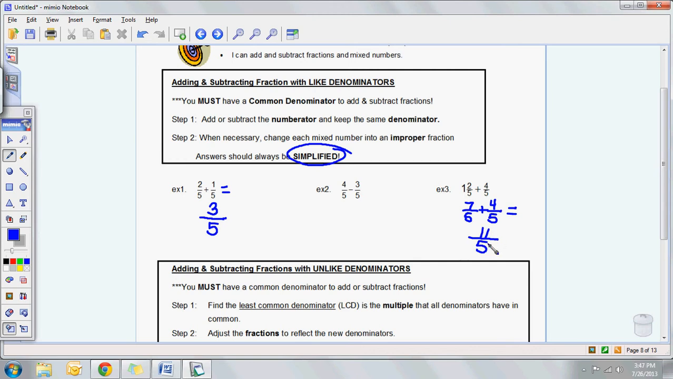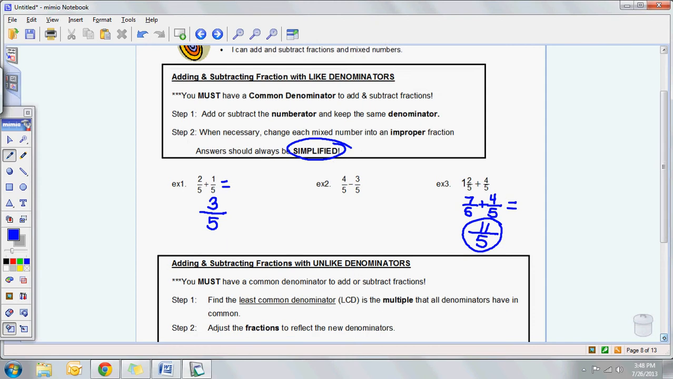And I'm going to look and see if I can simplify. You could turn it into a mixed number, but you do not have to. I would accept it as an improper fraction. So that's adding with like denominators, not too difficult.